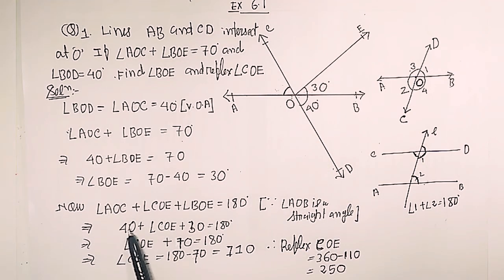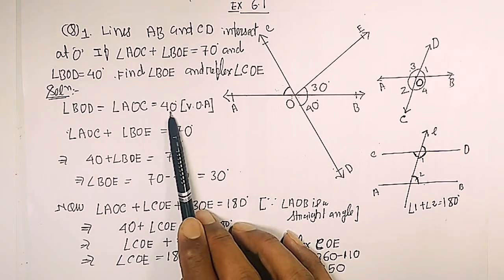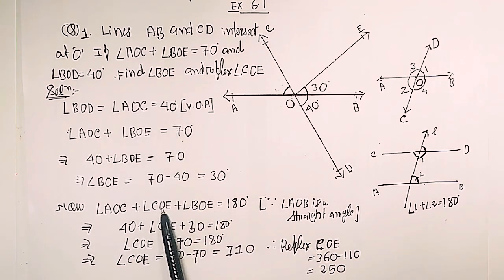AOC is 40, we know AOC is 40. COE we have to find out, BOE is 30 degrees, and the sum equals 180. So COE plus 40 plus 30, that is 70, equals 180 degrees. So from here COE equals 180 minus 70. This 70 we have to transpose to the right. So 180 minus 70 we will get 110 degrees.